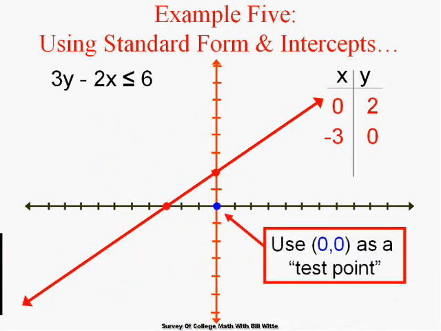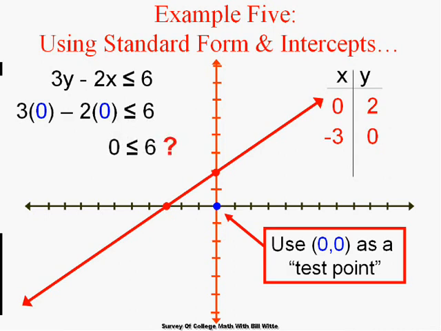The point 0, 0. I'm going to use it as what we call a test point. Of course, I'm going to put 0 in for x and 0 in for y. And what is that going to be? 3 times 0 minus 2 times 0. Every time it's going to be 0. Now, is this statement true? Is 0 less than or equal to 6?